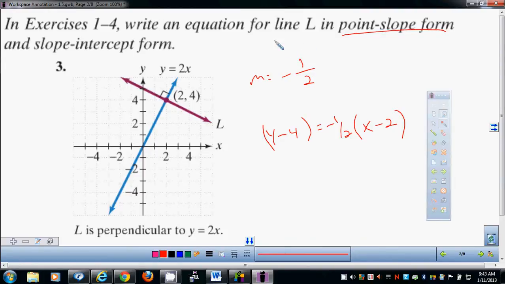What do we have to do for slope intercept? Solve for y. Y minus 4 equals negative 1/2 x plus 1. Negative 1/2 times negative 2. Add the 4. And there's your slope intercept form. And you have done both parts of the problem. You'll have one parallel and one perpendicular to do. So just remember those little slope thingies, and you're golden. Questions on that slide?